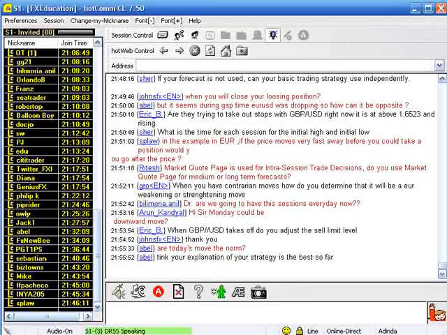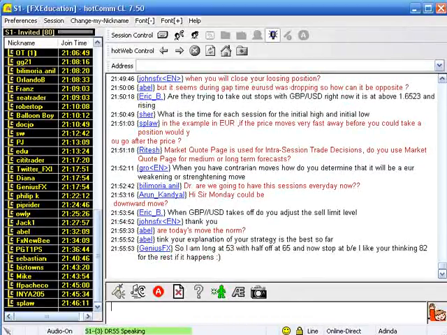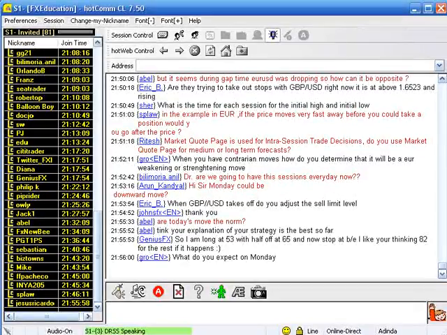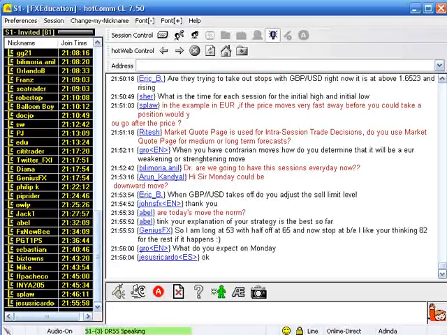Okay. In the example in euro, if the price moves very fast away before you could take a position, could you go after the price? No, I don't chase at all. That is a very wrong attitude. Invariably, many people think that we can do a breakout trade that way. But the players know very well that people will try to jump onto the running bus. Then later on they reverse it. Then obviously you will realize that at the highest level you are taking a buy position like a fool.